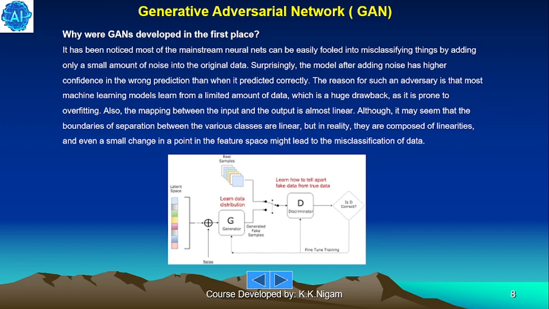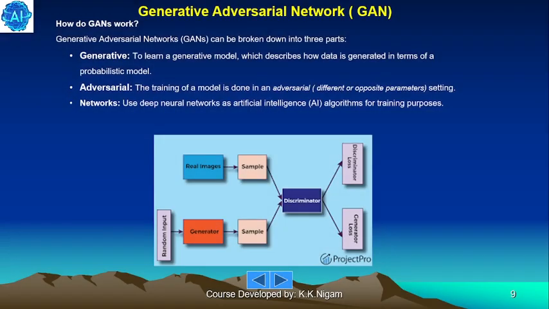Also, the mapping between the input and the output is almost linear. Although it may seem that the boundaries of separation between the various classes are linear, in reality they are composed of linearities, and even a small change in a point in the feature space might lead to the misclassification of data.